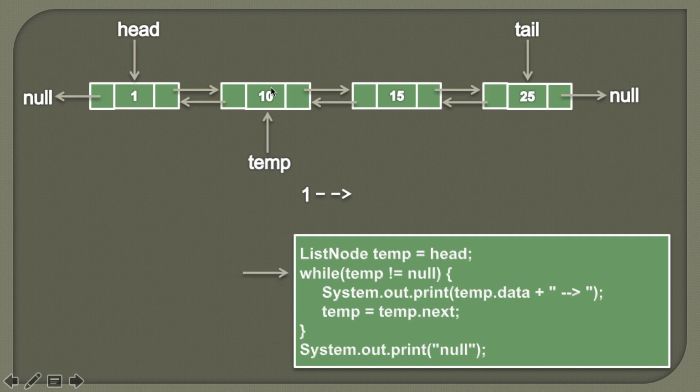Now as temp points to the second node and it's not null, therefore the condition in the while loop comes out to be true. So we'll print the data associated with it. And then we simply move temp to its next node by assigning the temp.next value to temp.